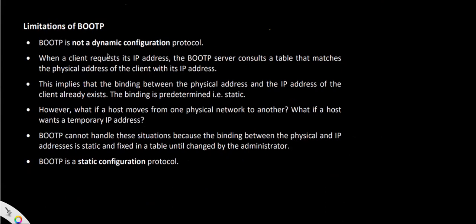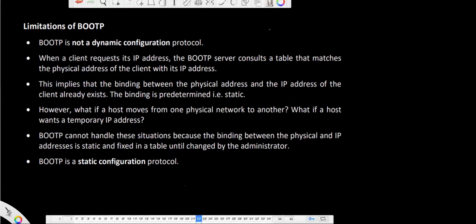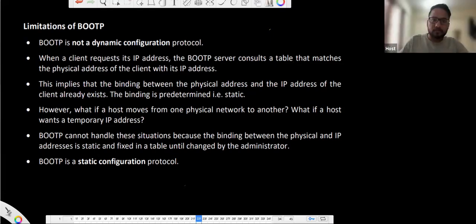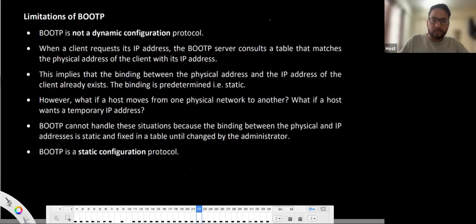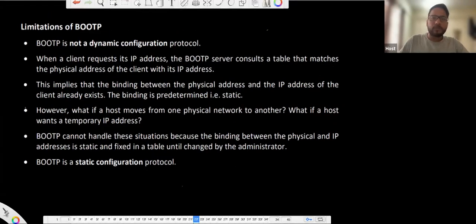Now the second point is that when a client requests an IP address, the BOOTP server consults a table and matches the physical address of the client. That's a static mapping only. This implies a binding between the physical address and the IP address of the client already exists. The binding is predetermined, that is static, right? So here the binding or the mapping is static.